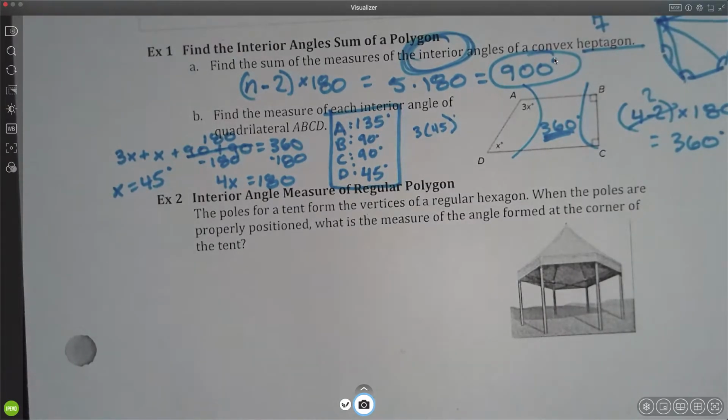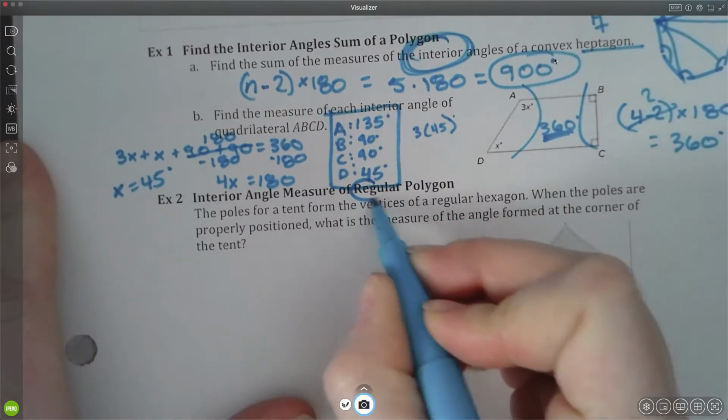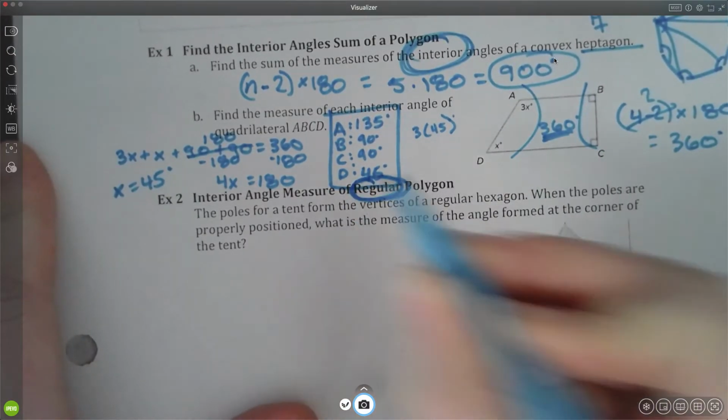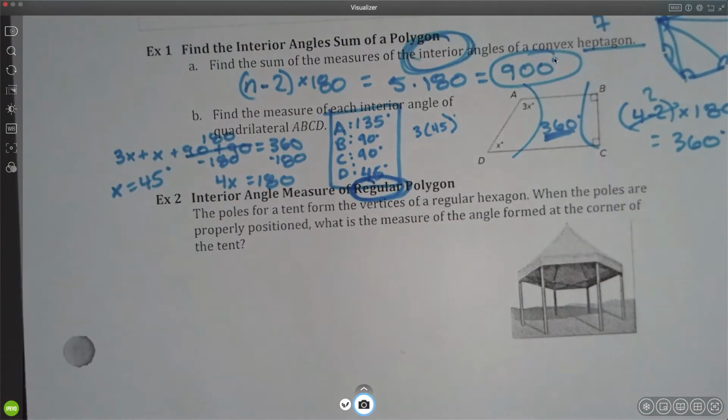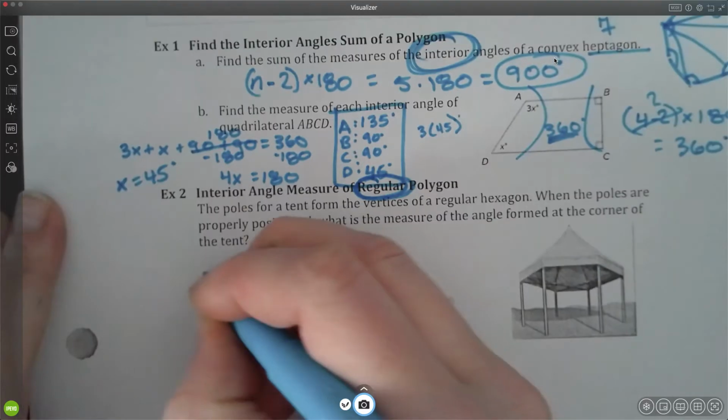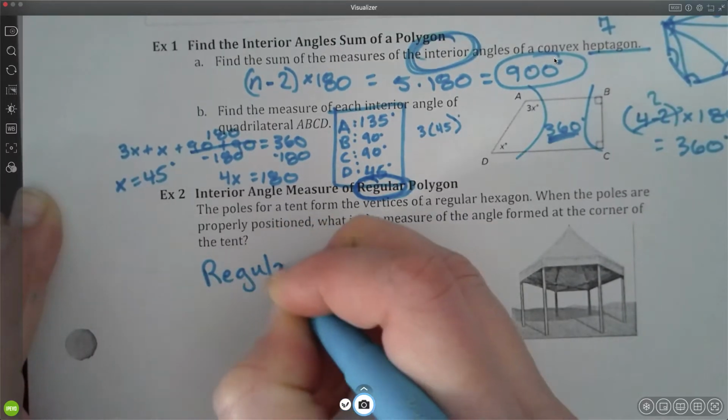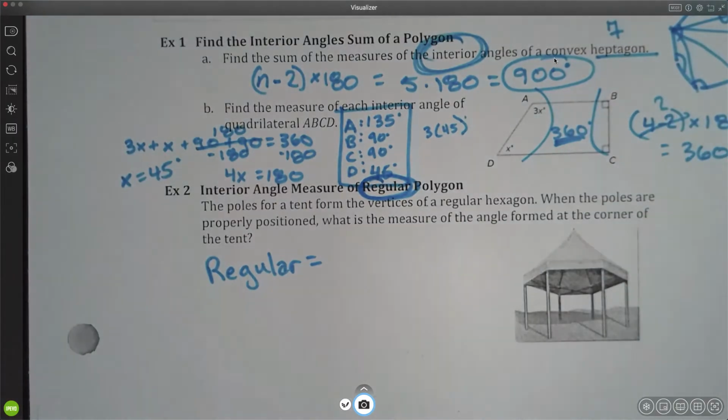All right. Example 2. Circle the word regular if you can see it. Mine's kind of overlapped here. Regular. A regular polygon. Let's talk about what it means to be regular. If I say a regular polygon, what does that mean? Not irregular, right? But what does regular mean? It's normal, kind of. Regular versus irregular.